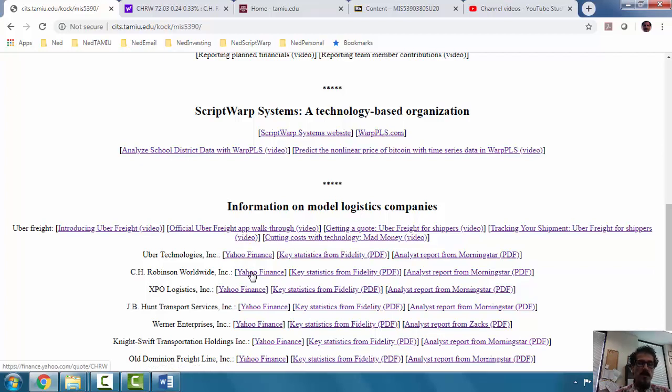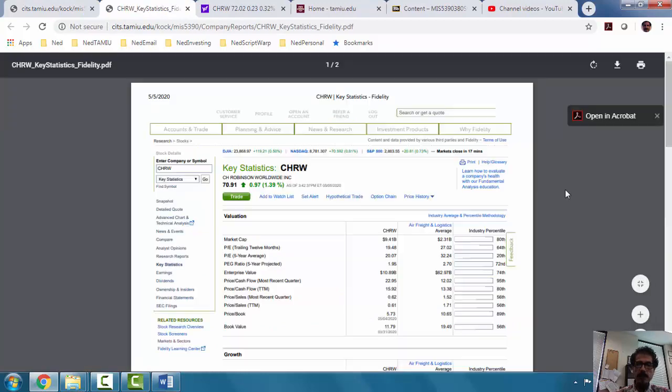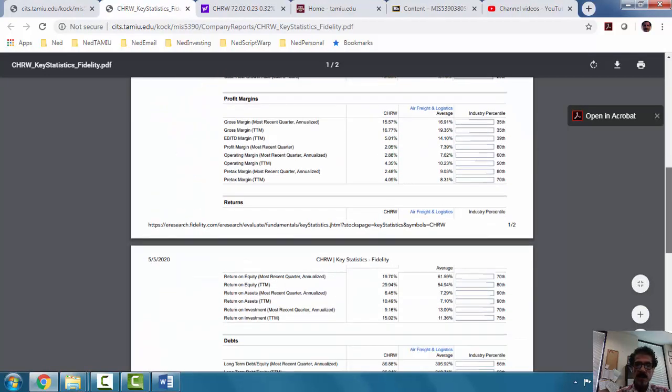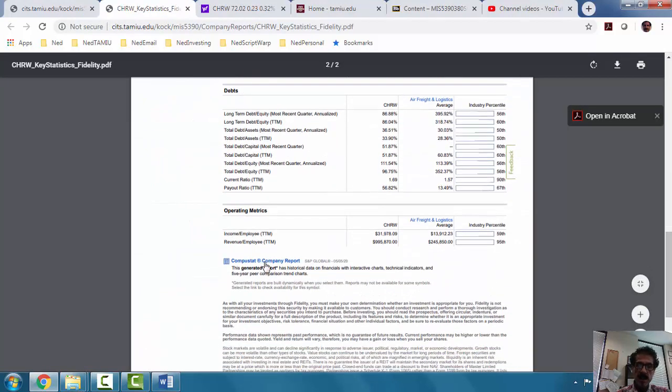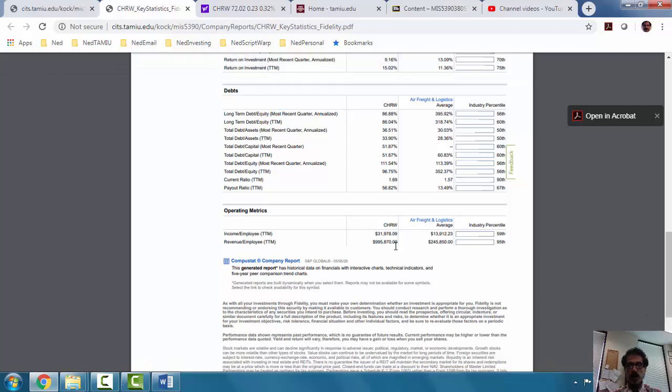One of the most successful in terms of revenues per employee that you have here is Sage Robinson Worldwide. And if you click on key statistics from Fidelity, you get several statistics, and toward the end you have revenue per employee. So it's almost $1 million per employee, and this is pretty much the most successful company in the world in this particular industry. So you should not expect to have more than $1 million in revenues per employee.